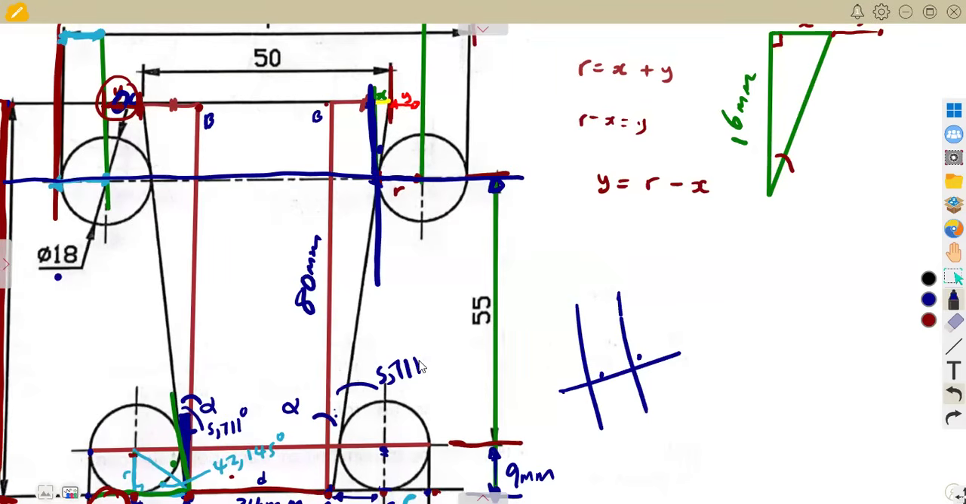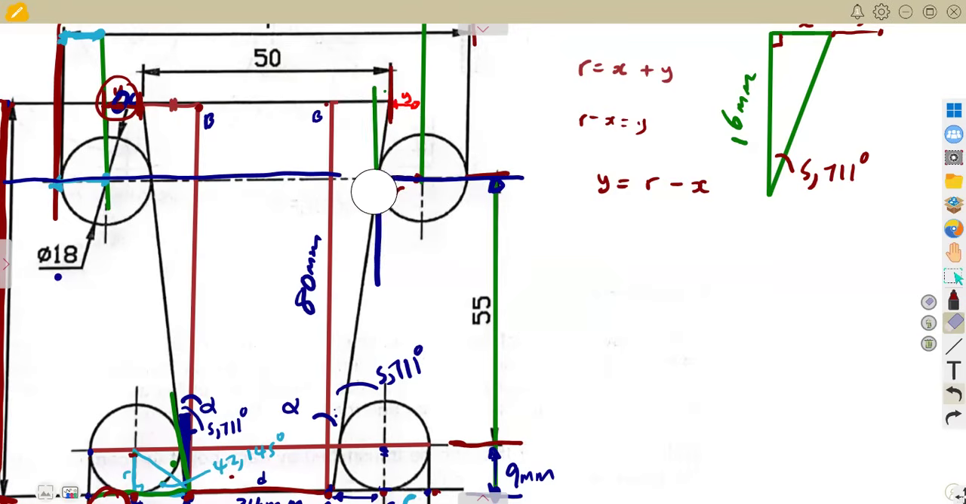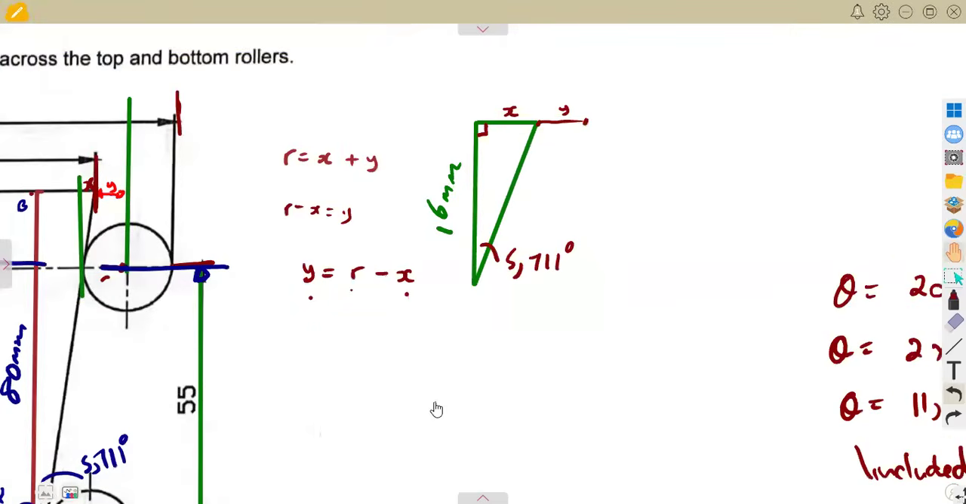So if this is 5,711 degrees, it's going to be 5,711 degrees also. This is your angle, 5,711 degrees. There are so many ways of finding this angle, guys, as long as you apply your geometry properly. That is what you're going to have. So that means we are able to calculate x. By calculating x, we are calculating y because it's going to be r minus x. So let's calculate our x.